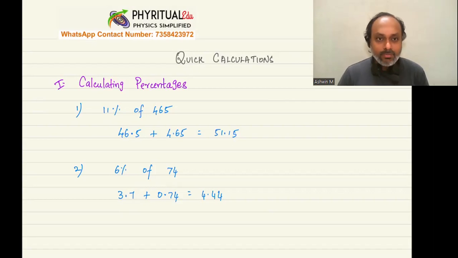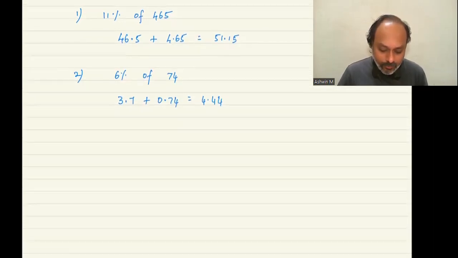So like that, if you have percentages close to 5, multiples of 5 or multiples of ten, you can think of splitting it like this. Suppose you want to evaluate 21% of some number, you calculate 20% and then you add 1% to it. That's one way of calculating percentages quickly. I'll give you one more scenario.